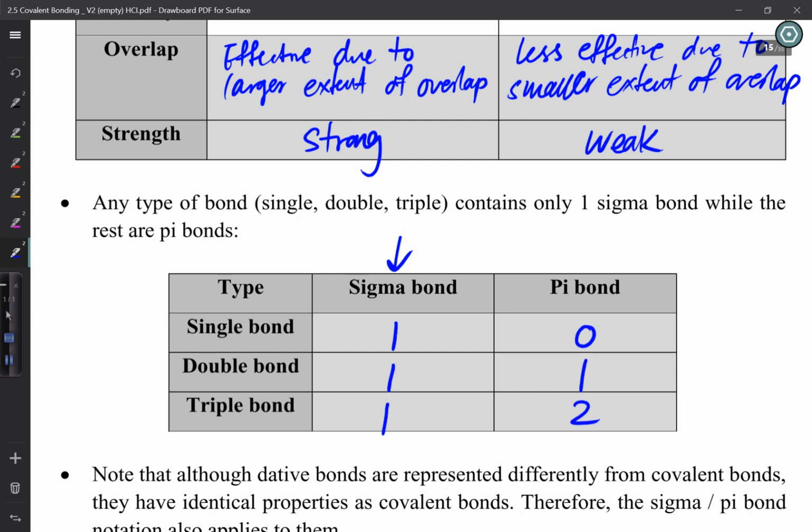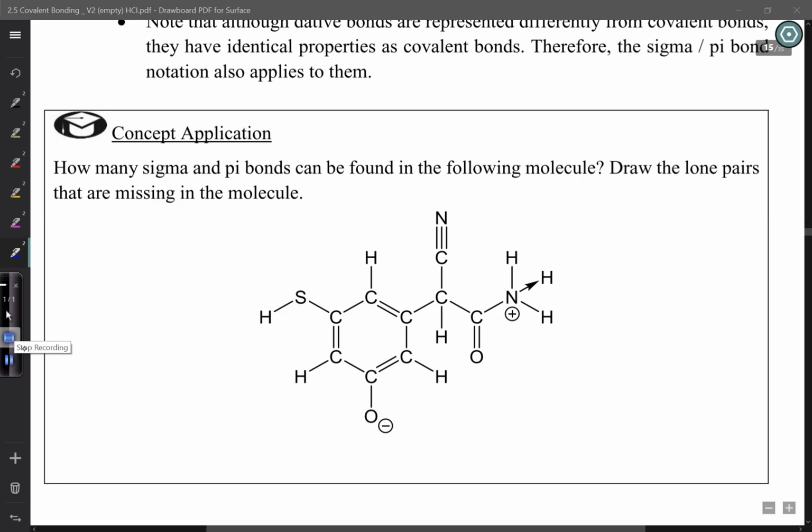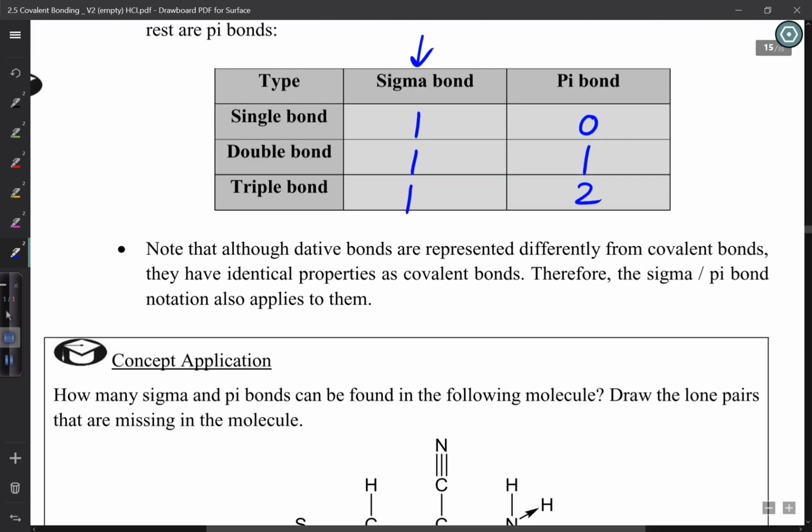Now, let me ask you a question. Do you think triple bond is the limit? No. How many sigma and pi bonds can be found in the following molecule? Alright. So just now I already mentioned, basically if you are lazy, you don't want to think about it so much, you can just rely on this table.